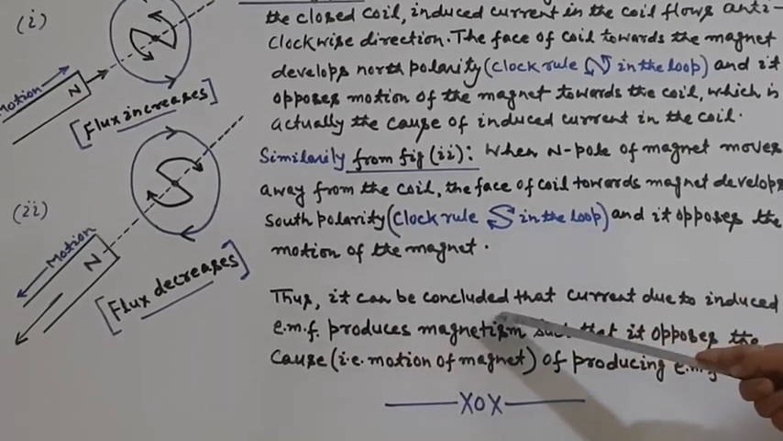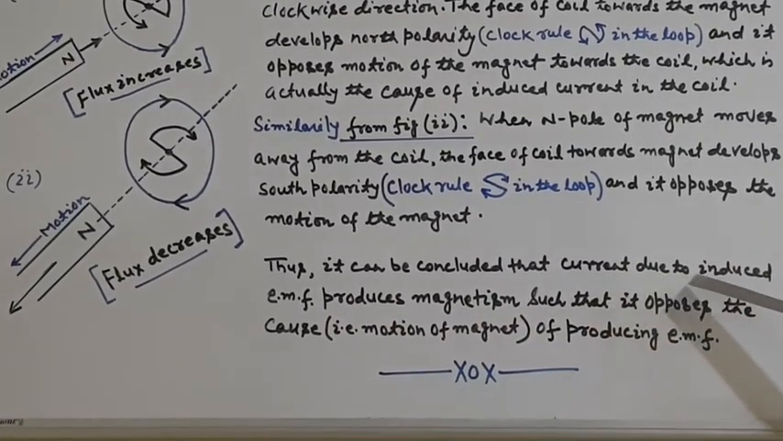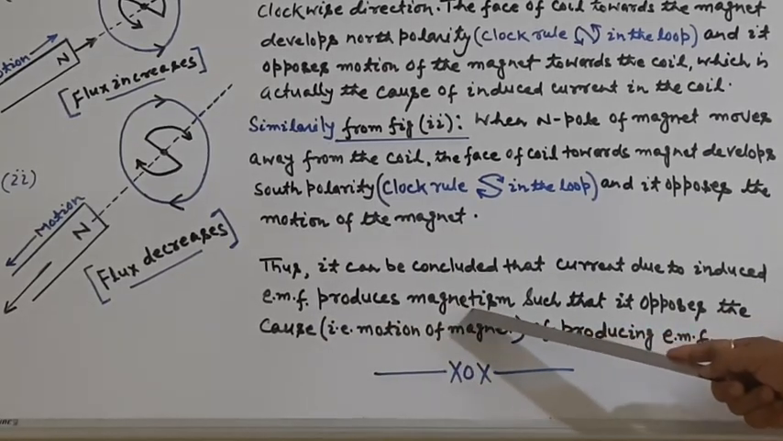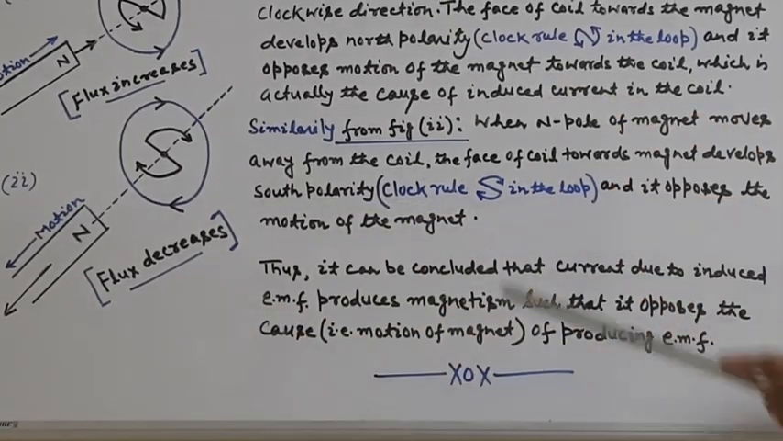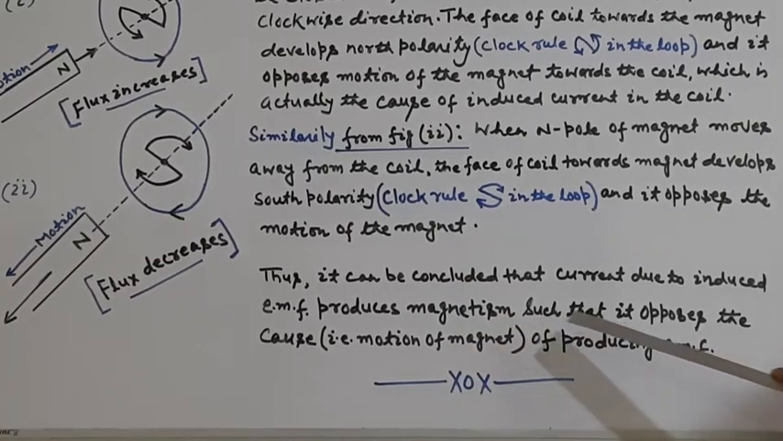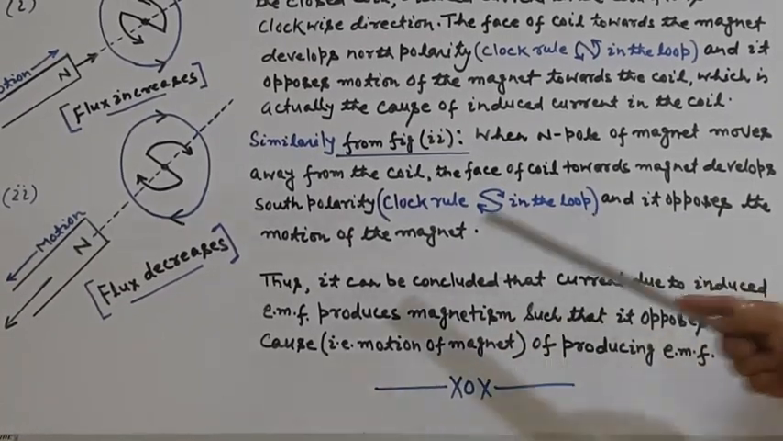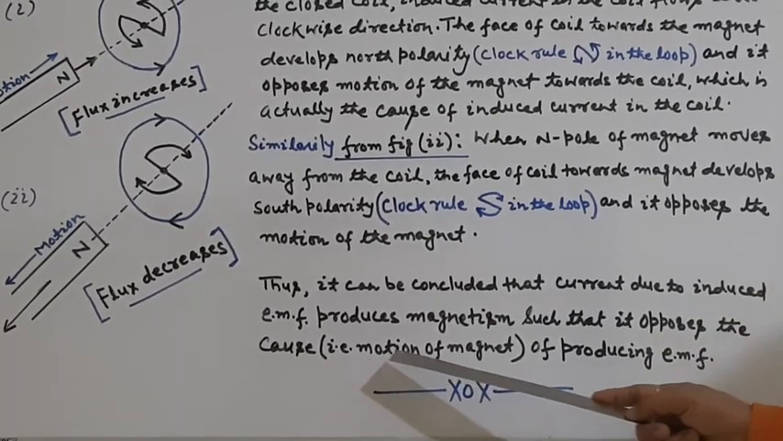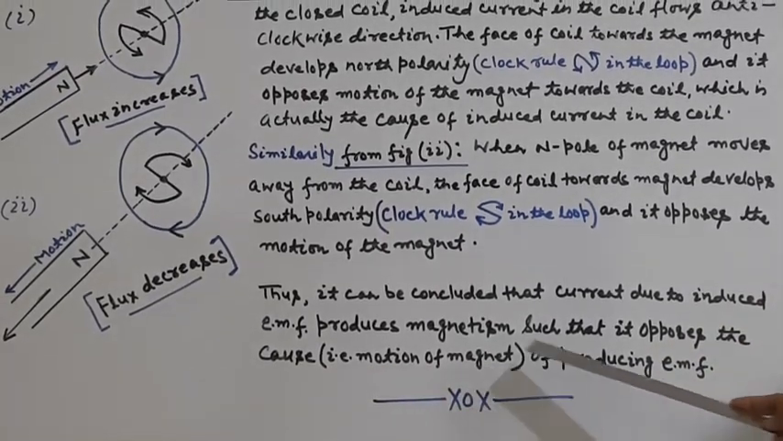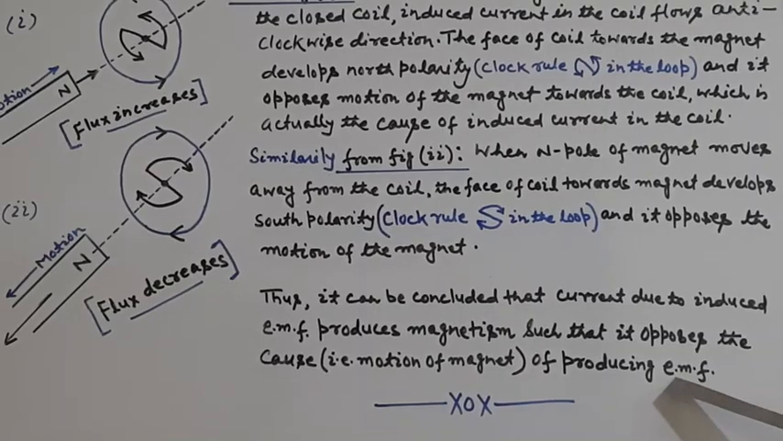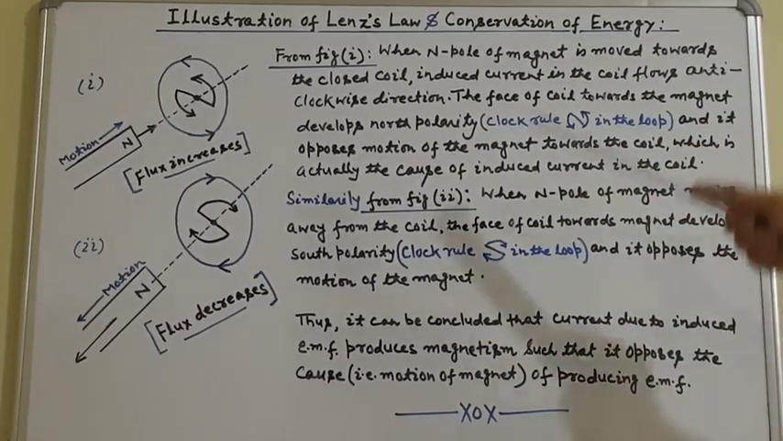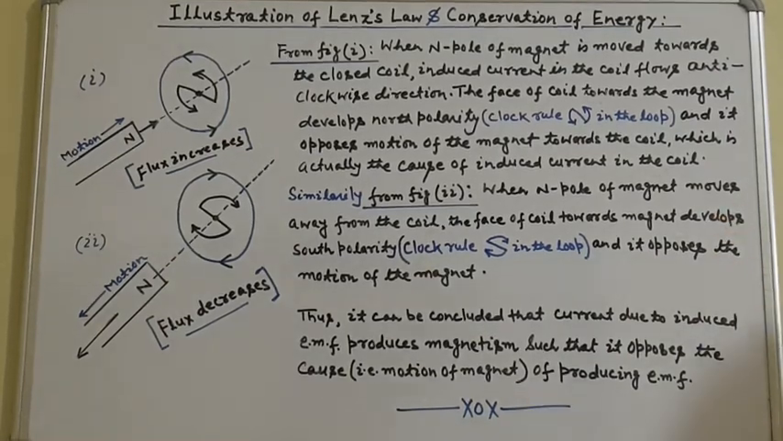It can be concluded that the current due to induced EMF produces magnetism, because in both cases the magnetic pole is developed such that it opposes the cause. It opposes the cause, meaning the motion of the magnet producing EMF. So with the help of these two figures and this explanation, Lenz's law is illustrated.